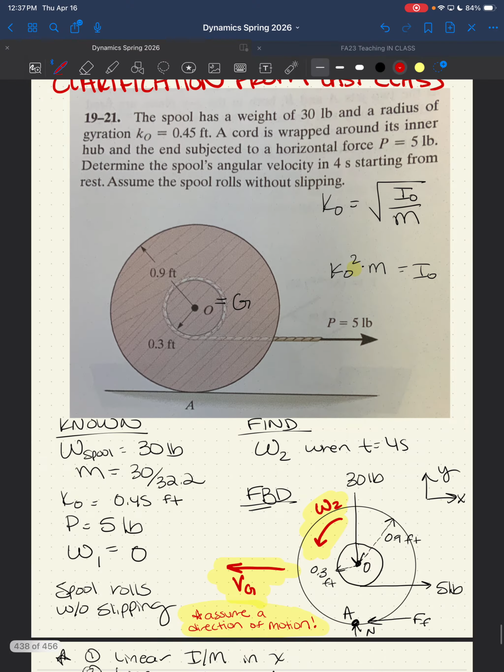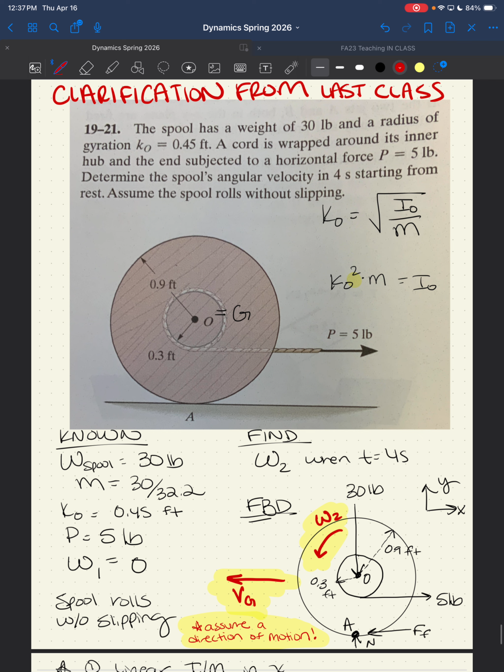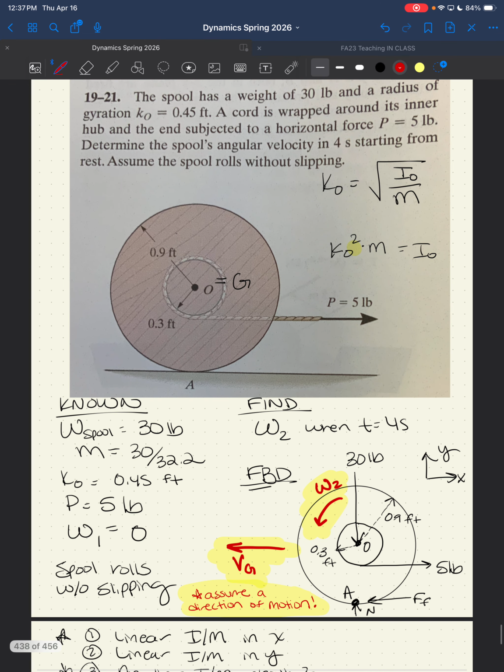Okay, so if we go back to this problem, there's a spool that has a weight of 30 pounds and a radius of gyration. A cord is wrapped around its inner hub, and the end is subjected to a horizontal force, P. Determine the spool's angular velocity in 4 seconds starting from rest. Assume the spool rolls without slip.